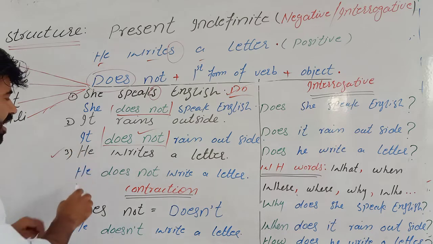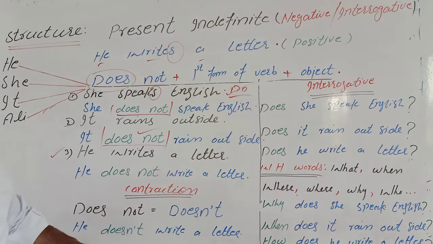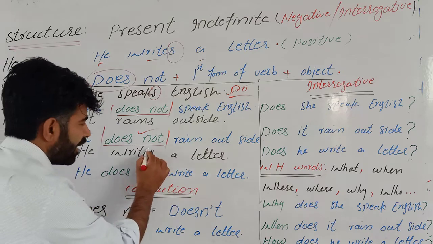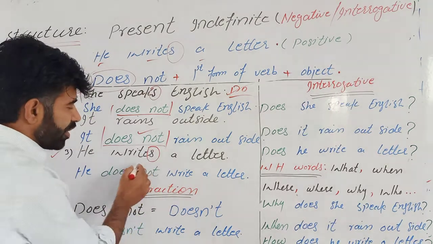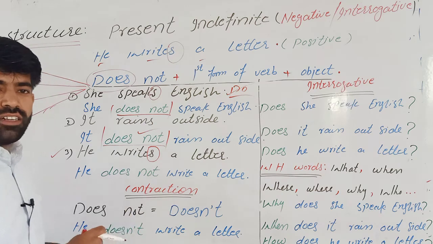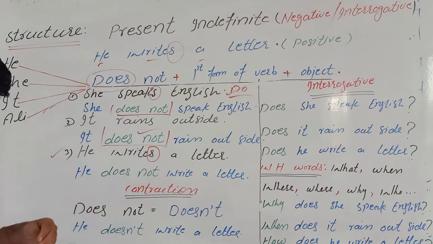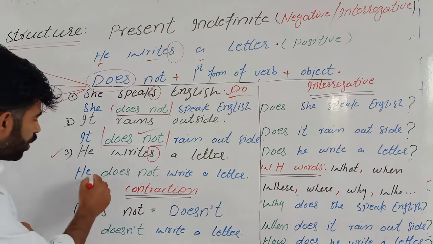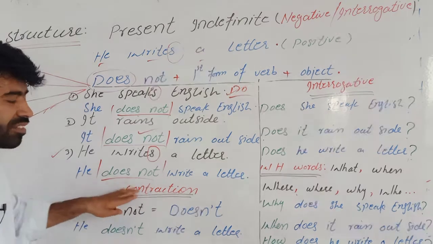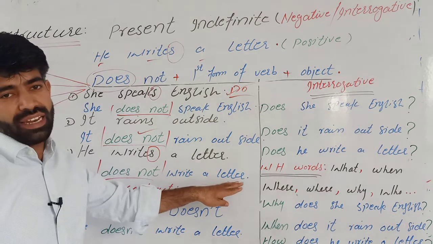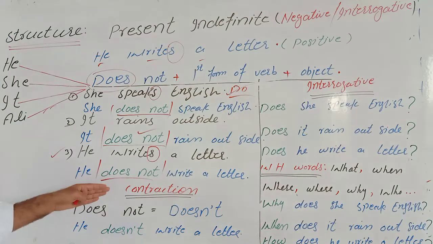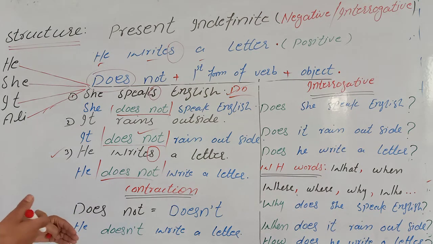So let's check the third sentence, which is he writes a letter. Here once again we can see that we have an s at the end of the main verb of the sentence. So if we want to negate, if we want to say it's not happening or it does not happen, what do we have to do? We have to add once again does not. He does not write a letter. So this is how we can make negative sentences of present indefinite tense with he, she, it, or a singular noun or pronoun, all these pronouns.